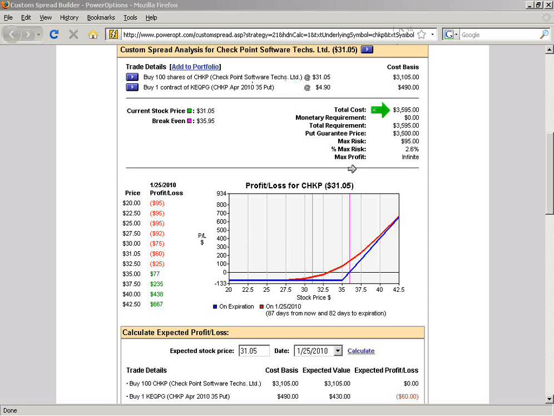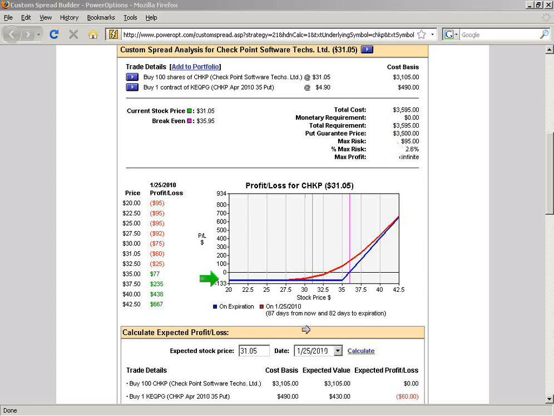My total investment would be about, for 100 shares in one contract, $3,595. But remember, I purchased a 35 put, so between now and April expiration, I have the right to sell my shares of stock at 35 at any time. So I'm only risking $95 per share, or $95 total, should say 95 cents per share, or 2.6%.